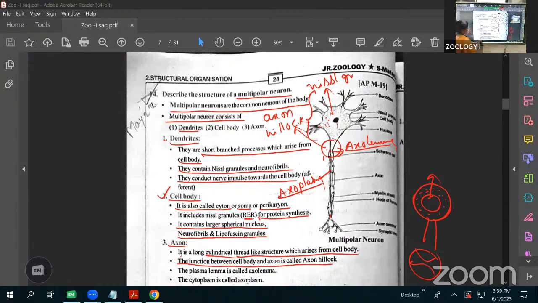The plasma lemma of the axon, as we already discussed, is called the axolemma. Next, the cytoplasm is called the axoplasm. Clear? This is about the structure of the neuron.